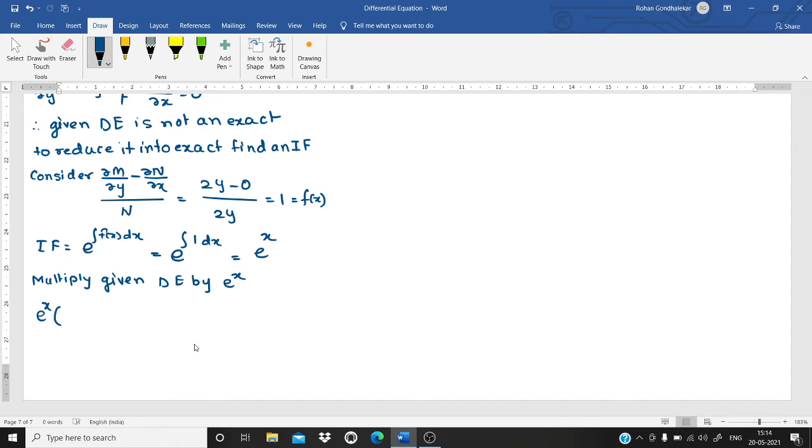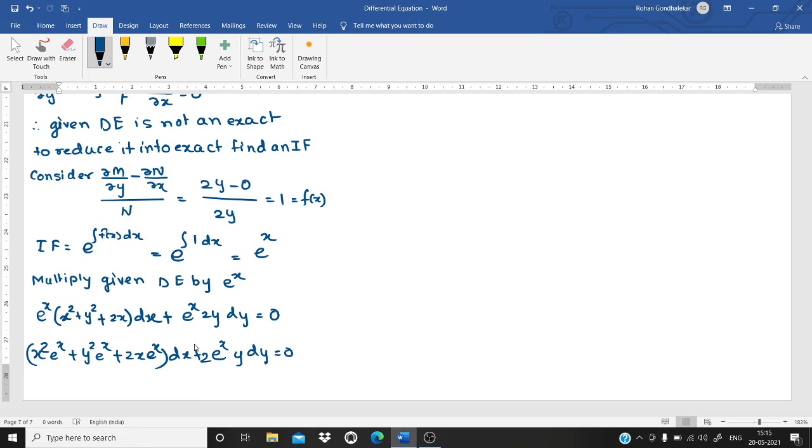So we get e raised to x into M. What is the value of M here? In the original problem, (x square plus y square plus 2x) dx plus 2y dy equals 0. So let's multiply by e raised to x. We get x square e raised to x plus y square e raised to x plus 2x e raised to x, dx, plus 2 e raised to x y dy. So this is our given differential.